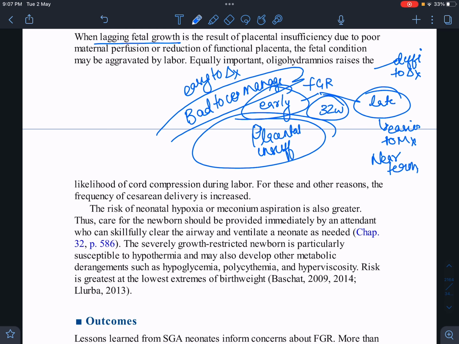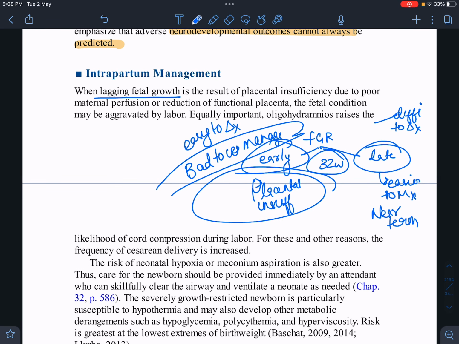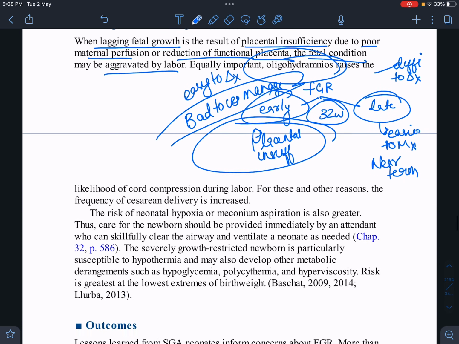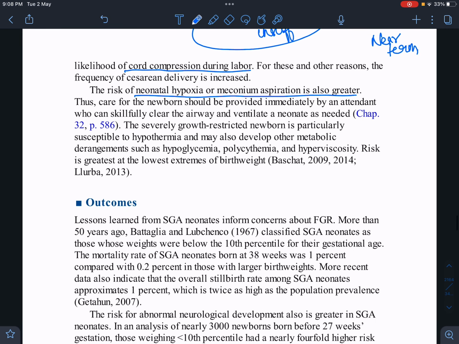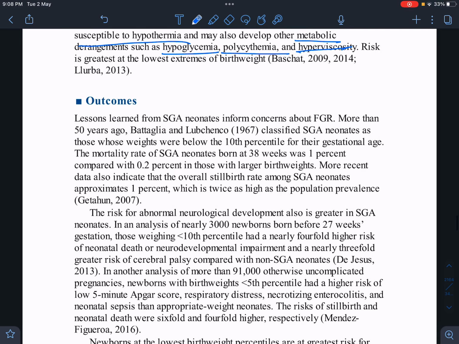Also you have to know that when lagging fetal growth is the result of placental insufficiency due to poor maternal perfusion and reduced placental function, fetal condition may be aggravated by labor, and especially in that setting, if oligohydramnios is there, there is likelihood of cord compression during labor. Neonatal hypoxia or meconium aspiration is also greater in fetuses with early onset FGR. Okay. And they're also susceptible to hypothermia, metabolic derangement like hypoglycemia, polycythemia, hyperviscosity, necrotizing enterocolitis, intraventricular hemorrhage, all those things.